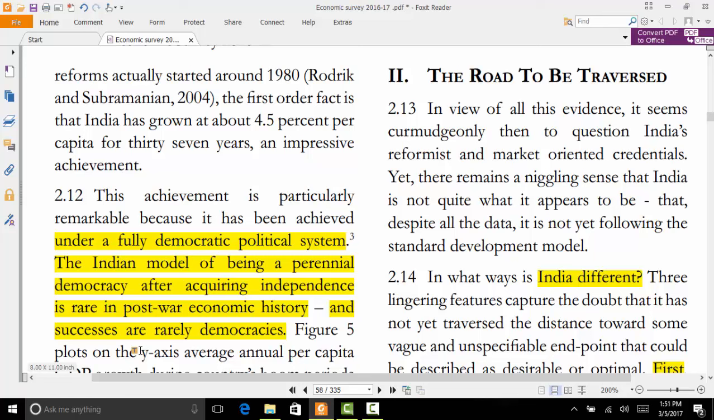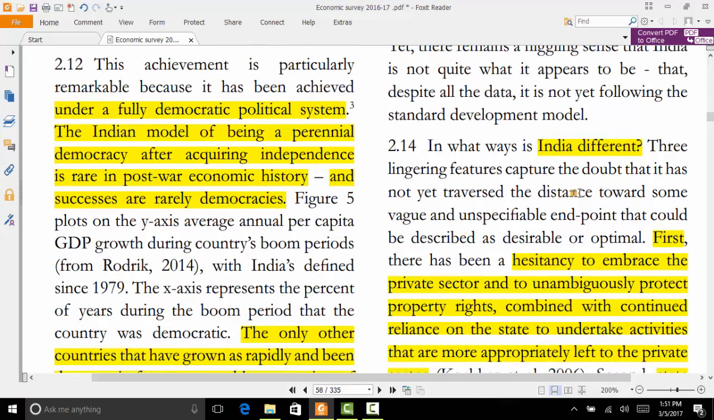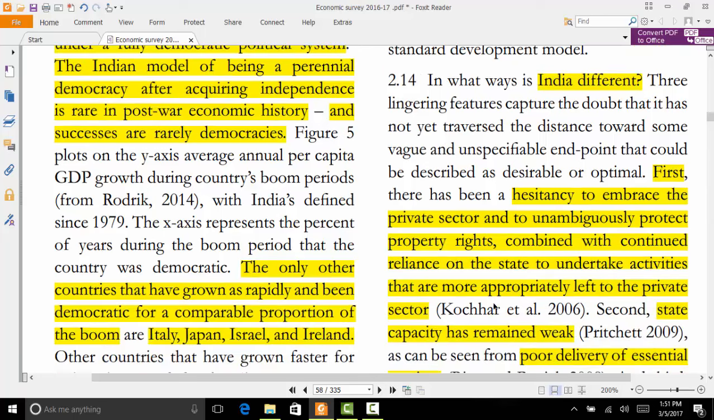The road to be traversed, it says how India is different. They discuss that there has been hesitancy to embrace the private sector and to unambiguously protect property rights, combined with continued reliance on the state to undertake activities that are more appropriately left to the private sector. So somehow there has been hesitancy, and even now we can see it in various sectors like aviation, right? So still there is hesitancy. There has been in the past.